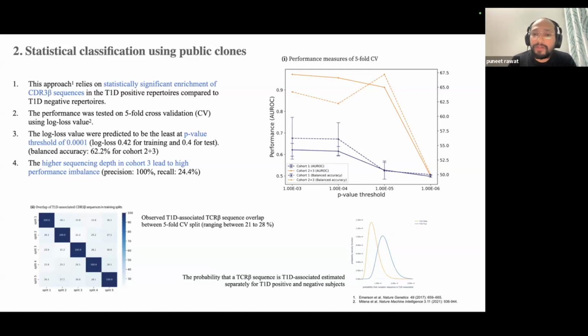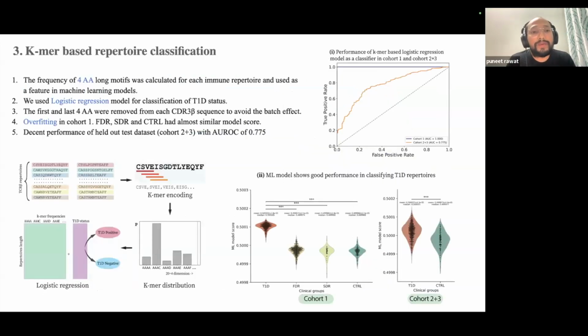The high performance you see for cohort 2 and 3 is mainly because of the deep sequencing of cohort 3, which really creates a bias in the result. But you see, for the training, we used cohort 1, and the performance is really bad there. The same happened with the K-mer-based repertoire classification method as well.